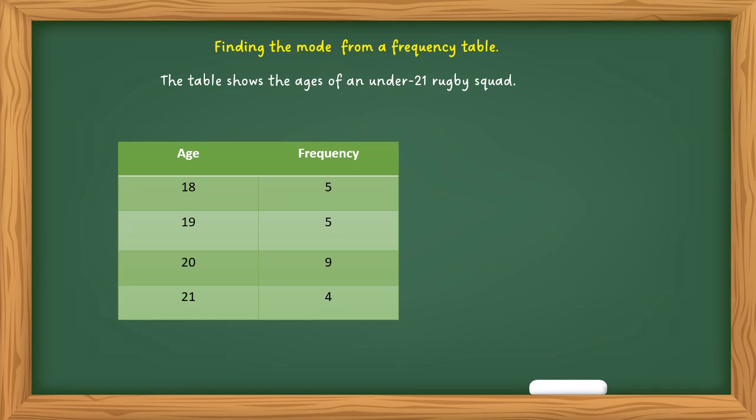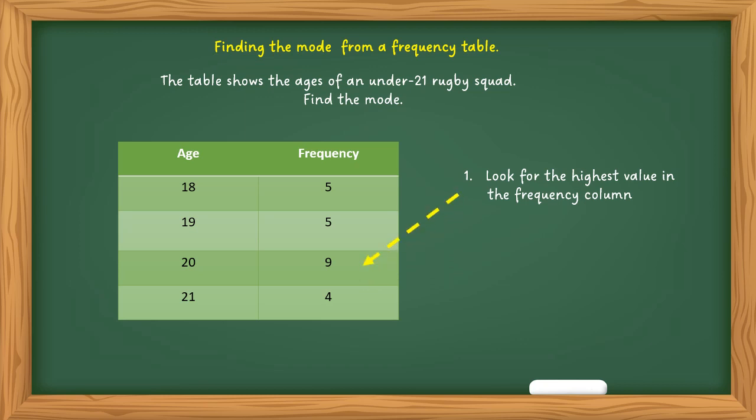And the mode, to find out the mode from a frequency table is relatively simple. It's just like the graph, you look for the row with the highest value. So to find the mode, you just simply look for the highest value in the frequency column, and you can see that the highest value there is 9. So the age 20 is the mode. Remember, the mode is the number most often seen in a set of data, and in this case, the age 20 is seen 9 times, and you can see that's the highest value of the whole lot.